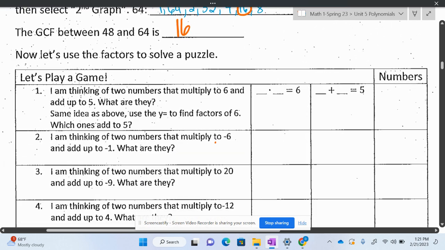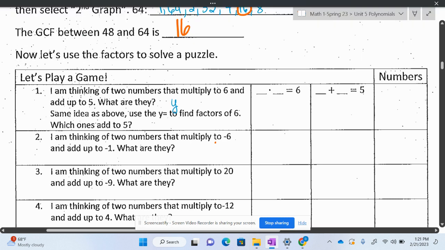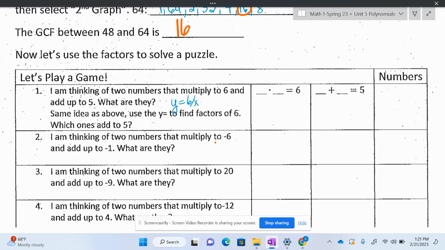All right. So now we're going to use the same idea and we're going to play a game. I'm thinking of two numbers that I can multiply together that equal 6, but when I add them, they're 5. So in your calculator, if you did y equals 6 over x, you could list all the factors of 6. Hopefully this is a really easy number, and we know that 2 times 3 equals 6, and 2 plus 3 is 5. So the numbers that we're talking about are 2 and 3. That one was hopefully pretty easy.